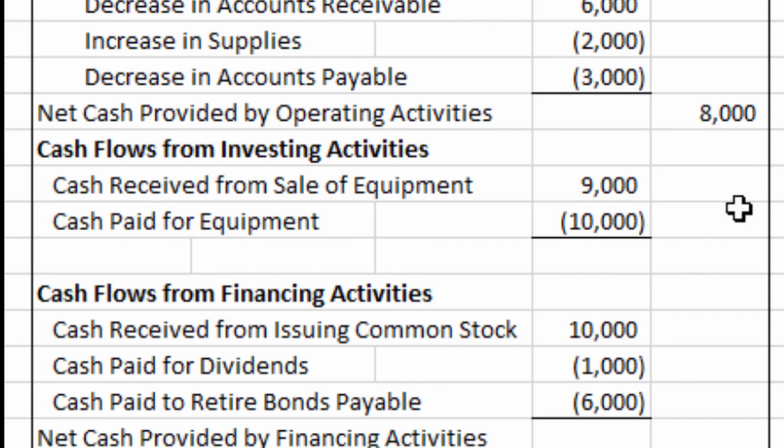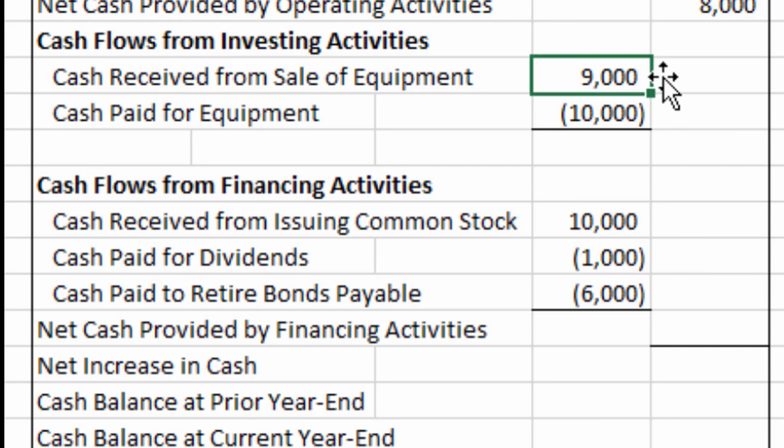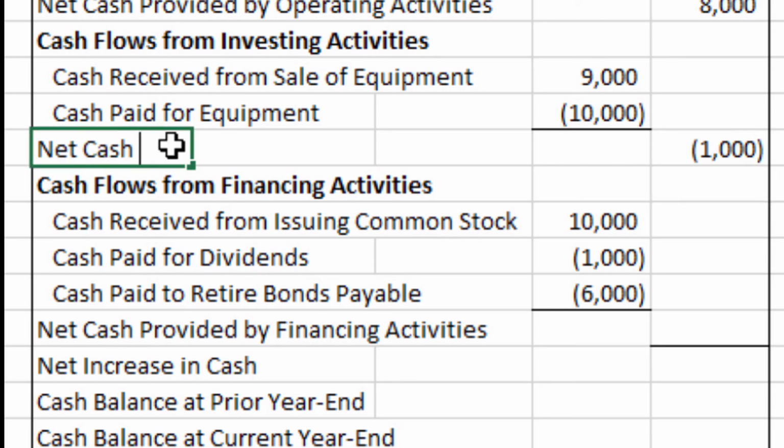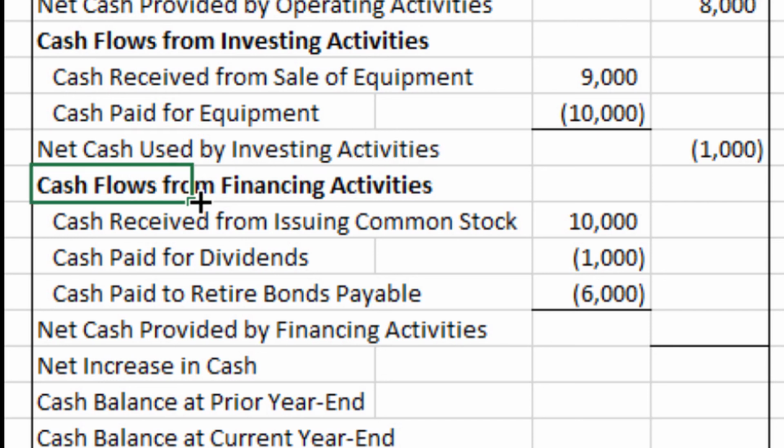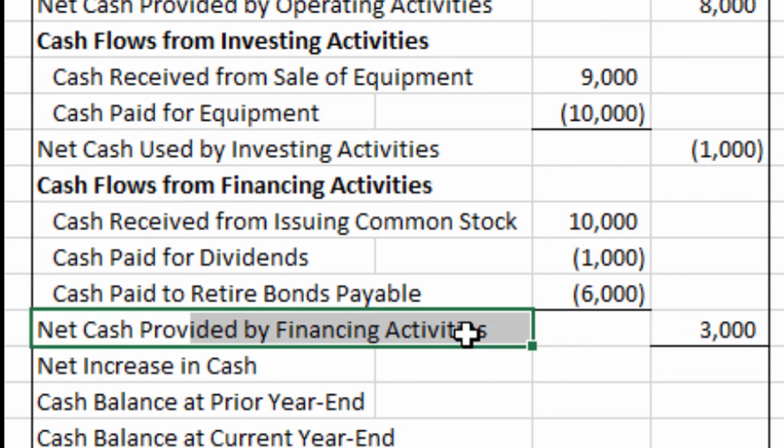So first, for the investing activities, we can take the 9,000 and subtract the 10,000, and that will give us negative 1,000, which we can put over here. And since this is a negative number, we're going to put net cash used by investing activities. And we can do the same kind of idea down here for the financing activities. 10,000 minus 1,000 minus 6,000 is going to give us positive 3,000. And since that's a positive number, that will be the net cash provided by financing activities. And I already have the title listed here.